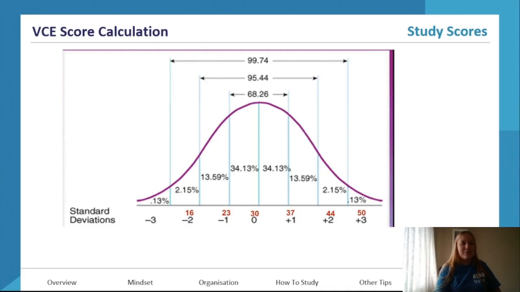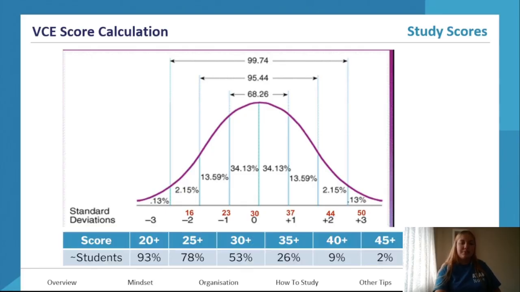For study scores, we're on a bell curve where the average for every subject is 30. If we score a 50, we beat all of the students. If we score around a 37, we've beat almost 85% of students. If we score around a 44, there's only about 2% of students that have done slightly better than us for that subject. Hopefully all making sense. So here is all of that demonstrated on a table for you guys to quickly have a look.